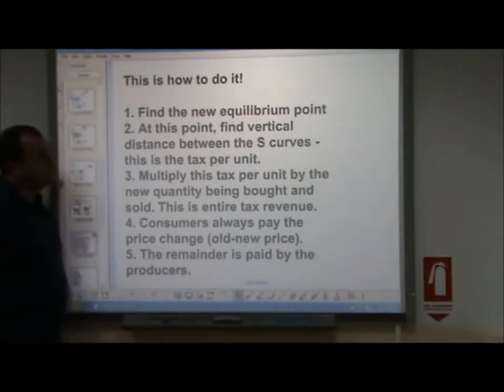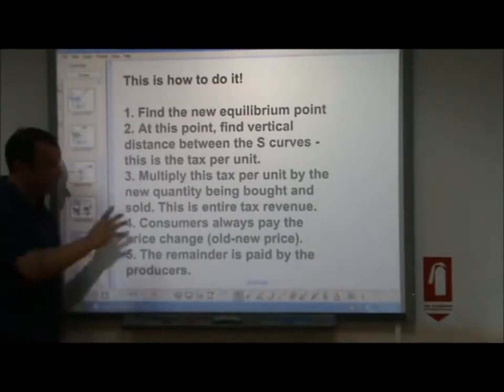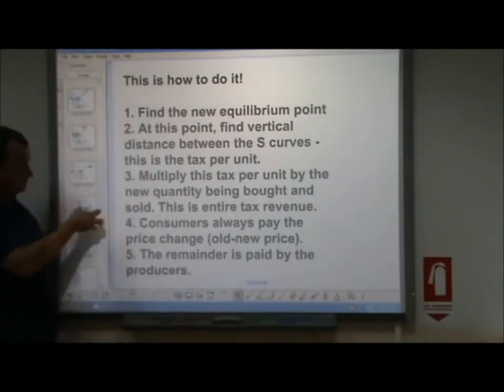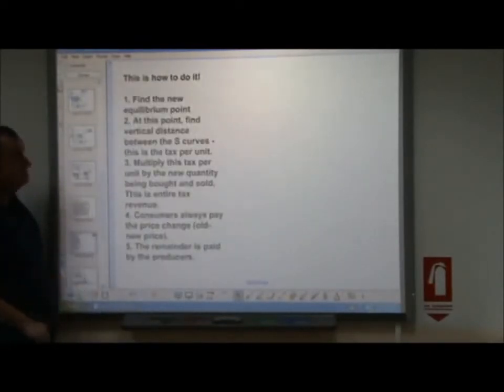Thirdly, multiply this tax per unit by the new quantity being bought and sold. This is the entire tax revenue for the government. And then how do you split between consumers and producers? Well, remember, the consumers always pay the price change, the difference between the old and the new price. The remainder is paid by the producers. I'm going to take these words and squash them to one side of the page. There, same words, but let's explore this now.